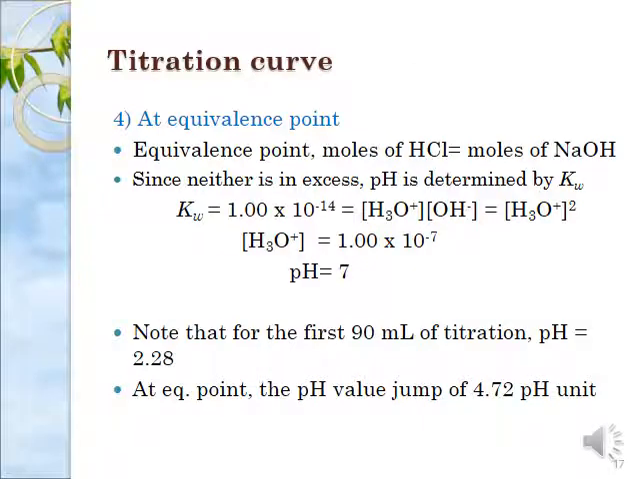What happens at the equivalence point? Remember I mentioned that when the titration involves a strong acid and a strong base, the pH at the equivalence point will always be pH 7. Notice the jump in the pH. At 90 ml, just before the equivalence point, and at equivalence, the pH becomes 7.